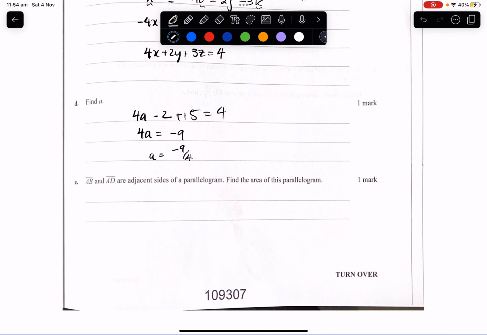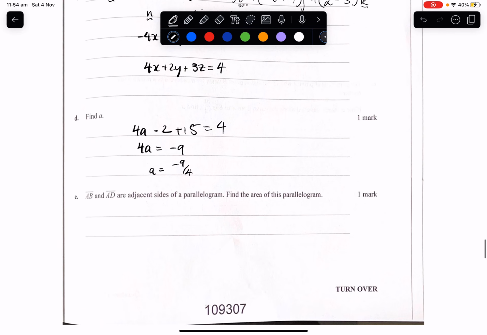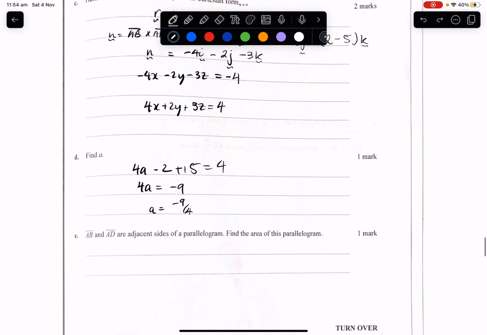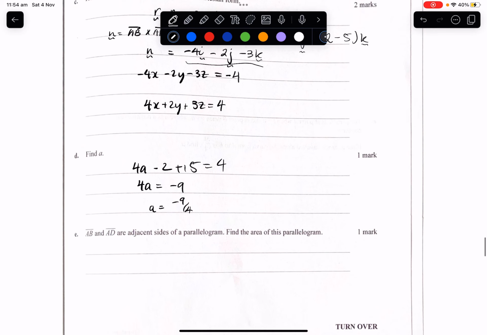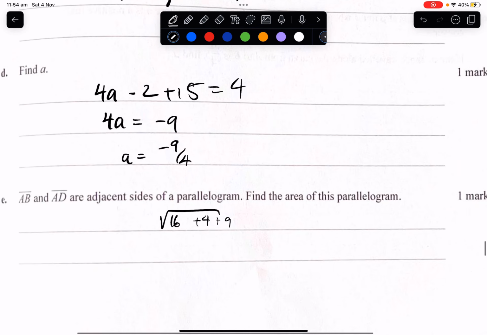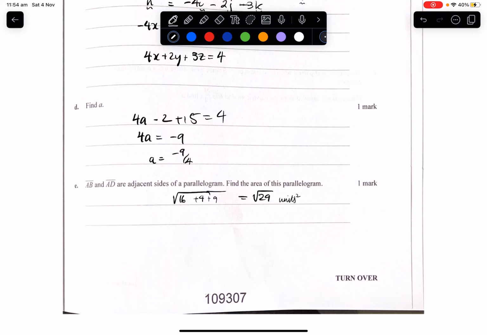AB and AD are adjacent sides of a parallelogram. Find the area of this parallelogram. So basically, you found the cross product of AB and AD. The magnitude of a cross product is the area of the parallelogram. So the magnitude of this vector here is the square root of 16 plus 4 plus 9. So that's root 29. I think, and I hope.